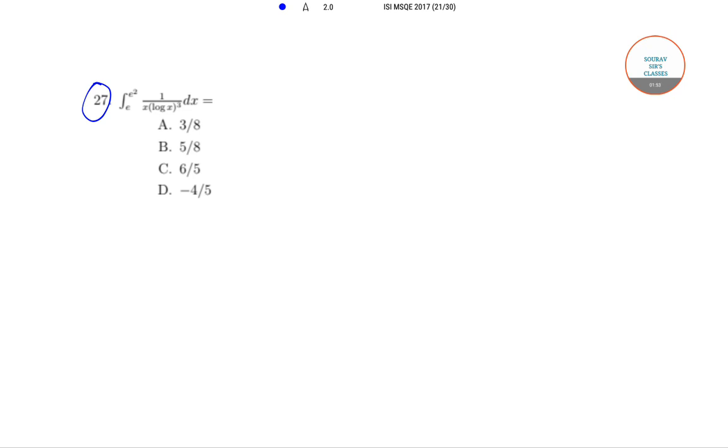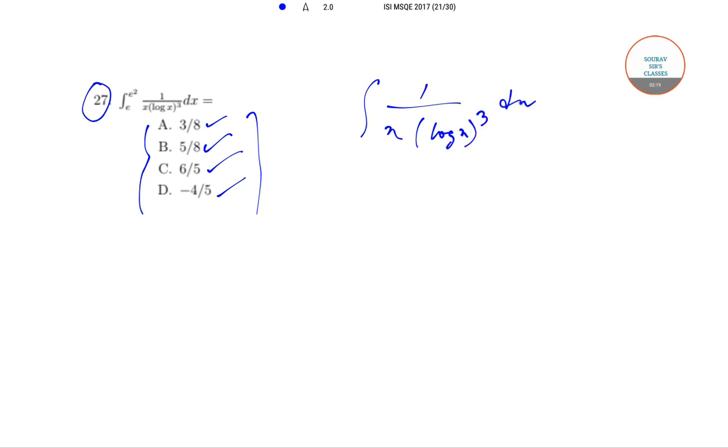which goes from the limit e to e square, and the integration is 1 upon x into (log x) whole cube dx. The options are 3 by 8, 5 by 8, 6 by 5 and minus 4 by 5. So we need to find out the value of the integration 1 by x into (log x) cube dx, and the limits are e and e square.